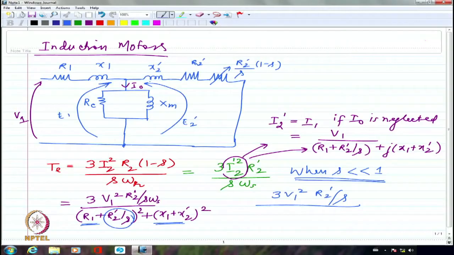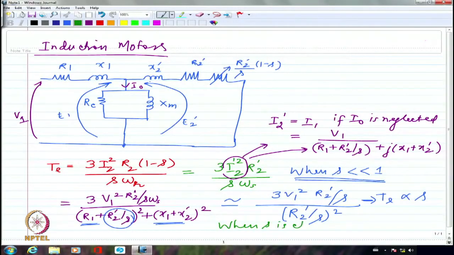Clearly when we do the actual calculations we will not, but we are going to have this as R2 dash by S the whole square. So this is approximately equal to this, because of which I am going to have TE proportional to slip, because R2 dash by S whole square at the bottom and R2 dash by S on the top, I will get basically S coming at the top. So I am going to have TE proportional to slip whenever the slip is really, really small.